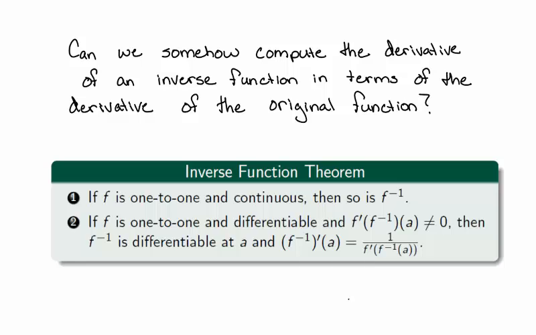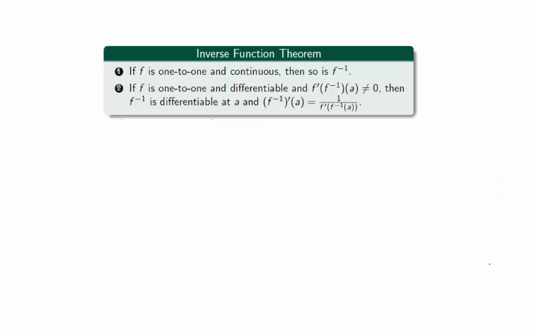The inverse function theorem says that 1, if f is 1-to-1 and continuous, then so is its inverse, and 2, if f is 1-to-1 and differentiable, and f prime of f inverse of a does not equal 0, then f inverse is differentiable at a, and f inverse prime of a is equal to 1 over f prime of f inverse of a. We omit the formal proof of the theorem, but we build intuition via the following figure.